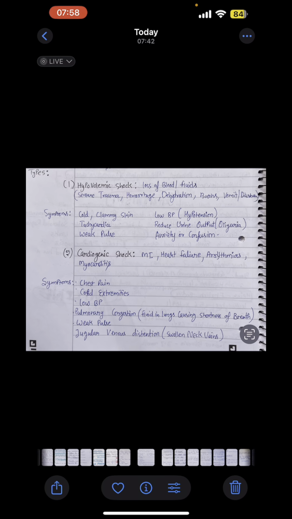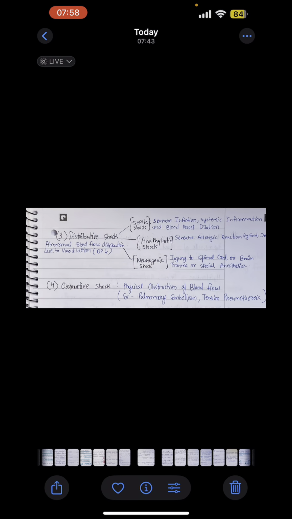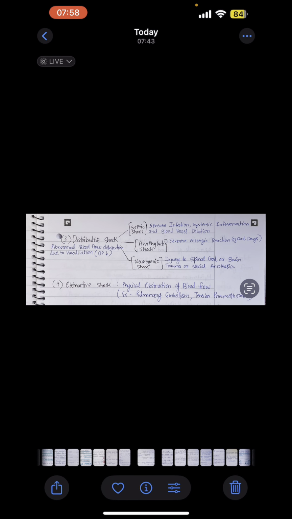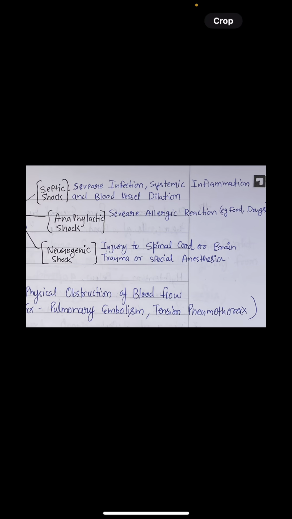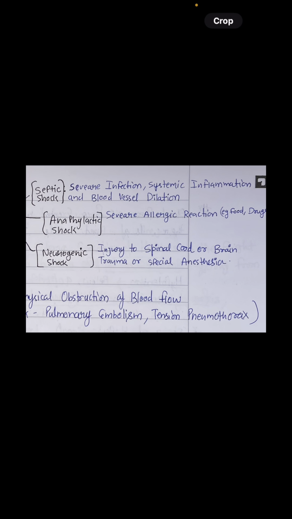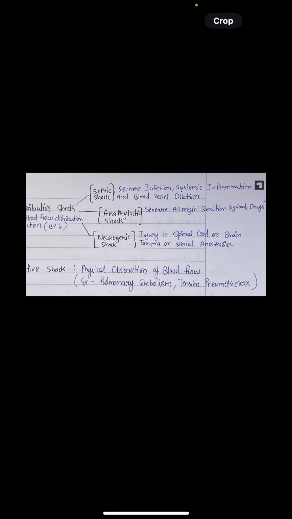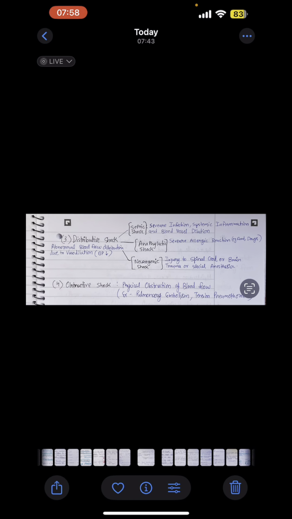Let's see the types of shock. Hypovolemic shock, shock due to blood loss. Cardiogenic shock due to any history of MI or heart failure. The distributive shock is of three types: septic shock due to severe infection, anaphylactic shock due to some allergic reaction, and neurogenic shock due to some injury to the spinal cord or brain or CNS, or any trauma or special anesthesia. Obstructive shock is due to a physical obstruction in the blood flow, as in some cases of pulmonary embolism.